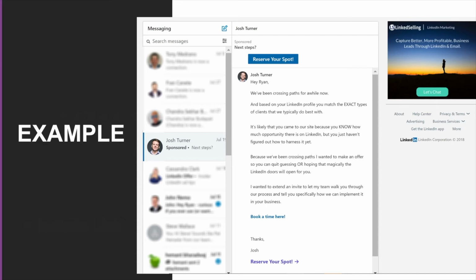These are by far our most efficient in terms of cost, so the lowest cost leads that we do have, and they convert very, very well because everyone that's seeing this post has already shown some sort of interest and visited a page of intent. So you can see in here, if you can see the ad, the very first sentence that we have in here is, "Hey Ryan, we've been crossing paths for a while now, and based on your LinkedIn profile, you match the exact types of clients we typically do best with."